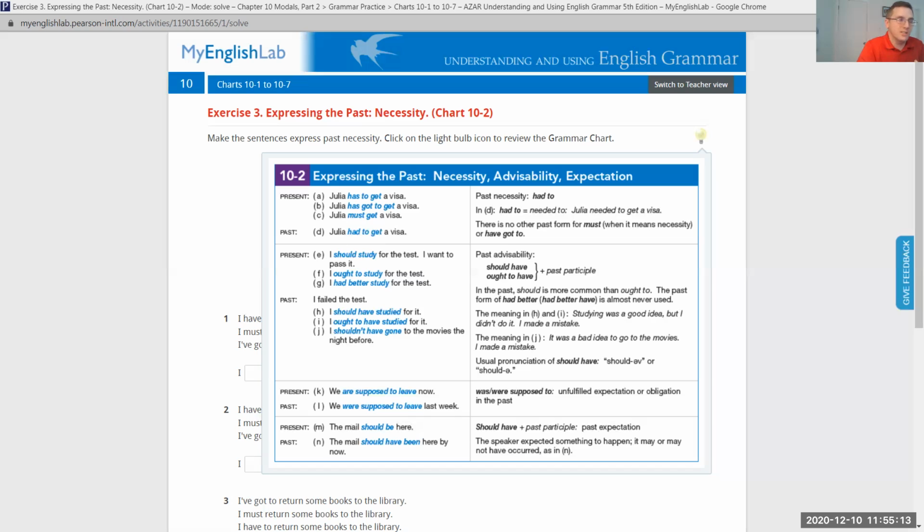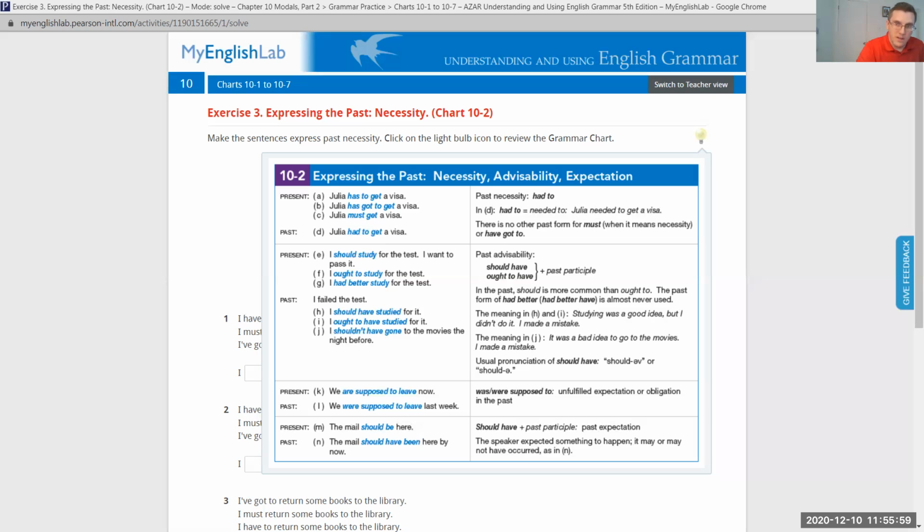Julia needs a visa. When we express this idea of necessity in the past, we have only one option: had to. Julia had to get a visa. Had to means needed to. Julia needed to get a visa. There is no other past form for must when it means necessary, a necessity, or have got to. So to express necessity in the past, we use had to only.